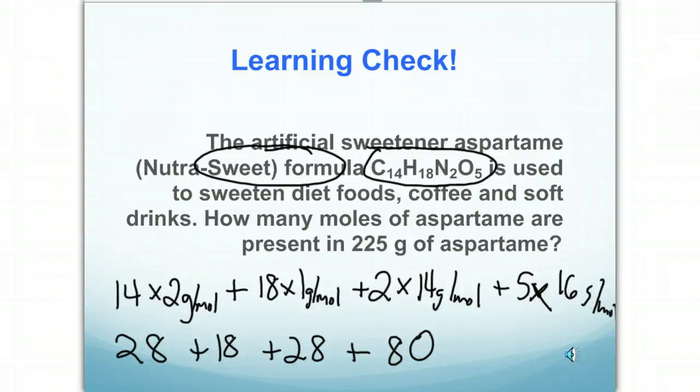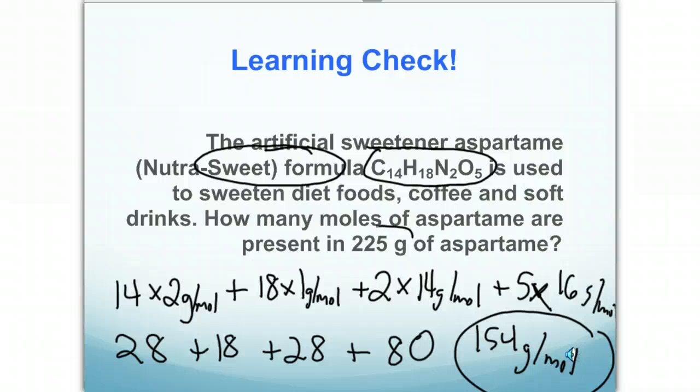Okay, so 80 plus 28 plus 18 plus, so 154 grams per mole of aspartame. Okay? So let's carry this number over to the next page, and we'll find out how many moles are present in 225 grams.